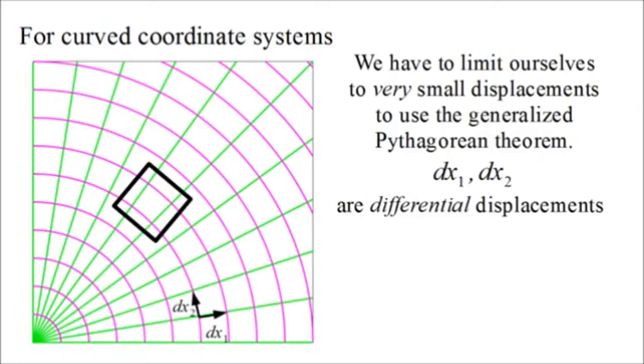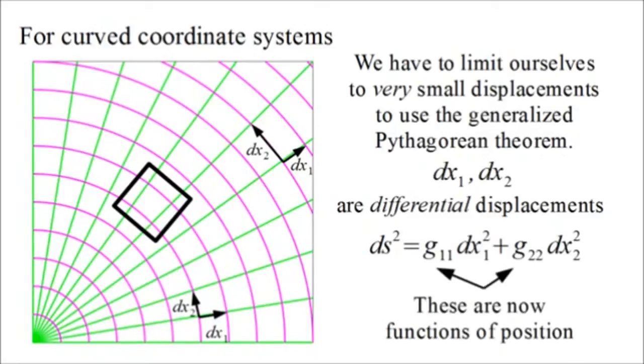Coordinate changes dx1 and dx2 correspond to distances that are represented here by little arrows. Notice that the same dx2 change, that is from one green line to the next, can represent a different length depending on where it occurs on the surface. So when we write our generalized Pythagorean theorem, now the metric coefficients, the scale factors, have to be functions of position. And notice also that the distance, ds here, is a differential distance, a very, very small distance instead of the s squared we had before.